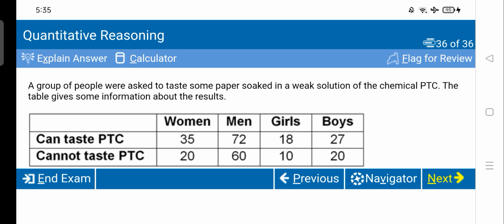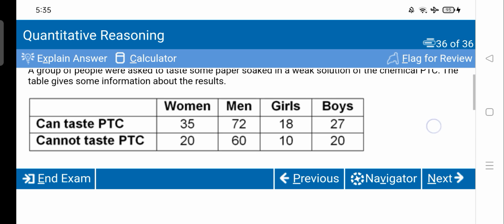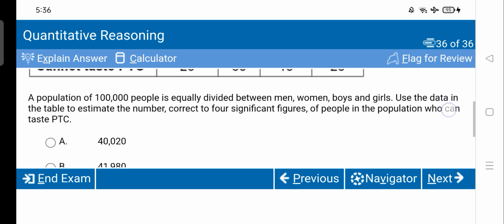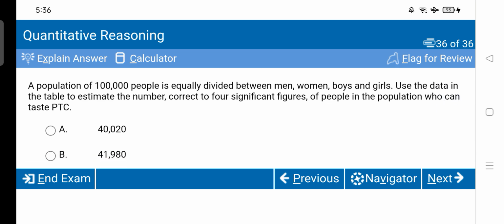Next question we have with the same statement and same information given in the table. And the question is, a population of 100,000 people is equally divided between men, women, boys, and girls. Use the data in the table to estimate the number, correct to 4 significant figures, of people in the population who can taste PTC.